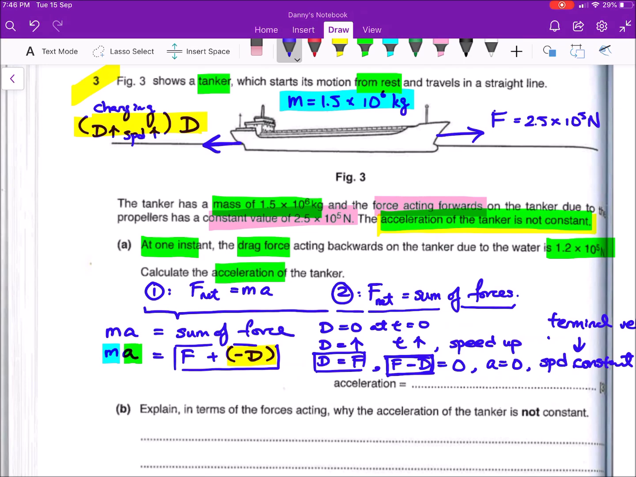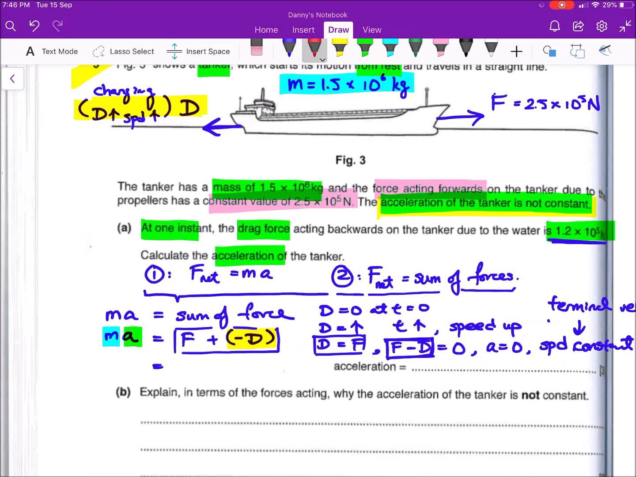Now the question is very good. They actually tell you that the drag force is 1.2 times 10 to the power of 5. So now you can put in all your numbers and play around. So F will be 2.5 times 10 to the power of 5 minus your D, which is 1.2 times 10 to the power of 5. You got it from here. And then you will have your M here. You will get 1.5 times 10 to the power of 6 times A. So now if you look at your equation, your A is the only one that is unknown to you, so you can solve for this. I leave it to you to solve it.